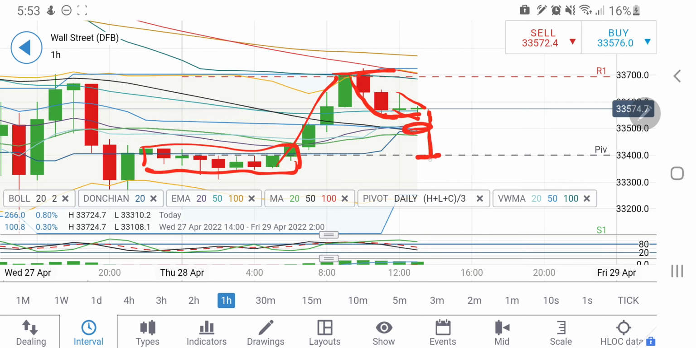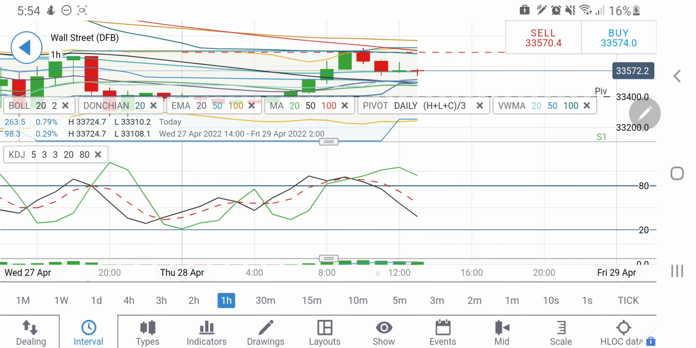Below that we can see 33,500 is a strong support. Below that 33,400 is a strong support now, which was the previous resistance. Below that we may see a stronger fall.